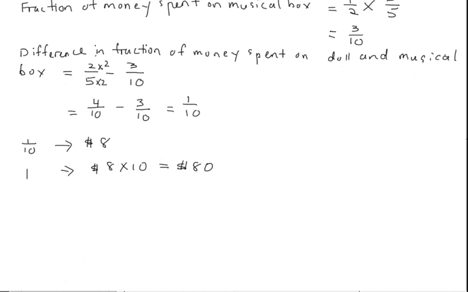There is, however, a shorter way of doing it, and that is instead of taking 2 over 5 minus 3 over 10 here, we take 2 over 5 plus 3 over 10. The fraction of money spent on the doll plus the fraction of money spent on the musical box, and that will give me the fraction of money spent. So that's what we want to do. Fraction of money spent on doll and musical box.